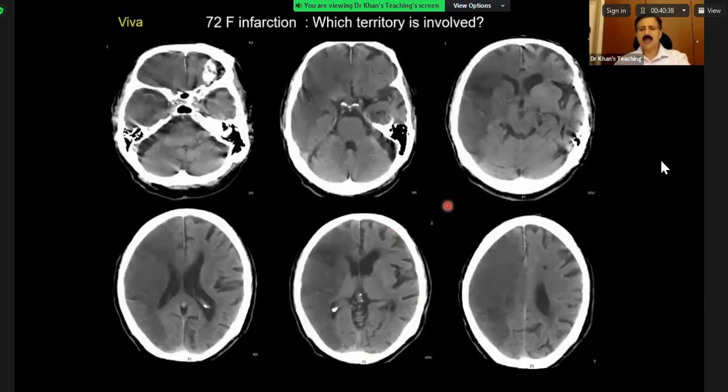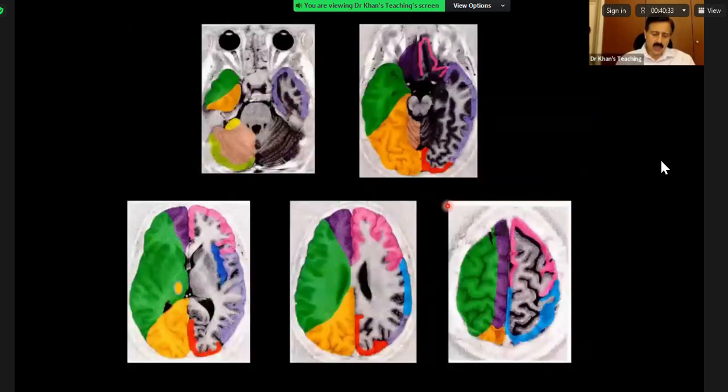Okay, here, quickly, we are just going to do the territories. We are talking about MCA territory, ACA territory, PCA territory, etc. If you look at the right side, anything which is green, this green, this green, is MCA territory. On the right side, this purple is the ACA territory.